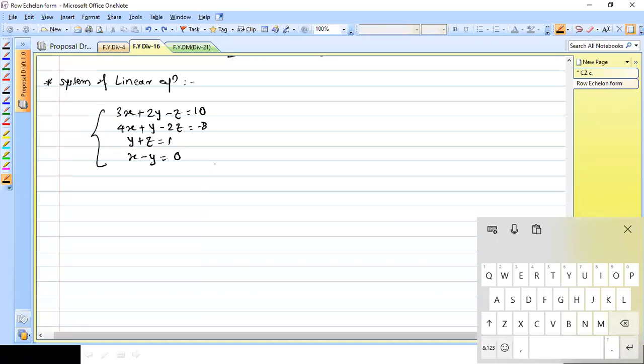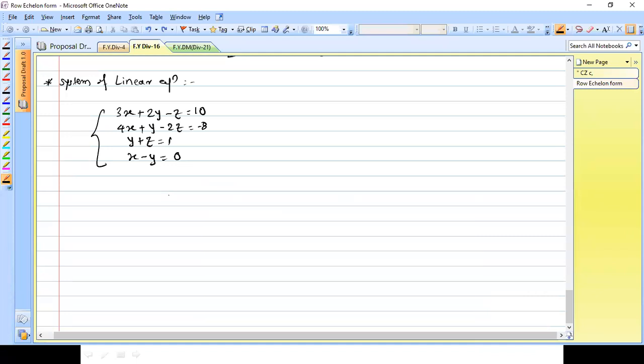So you already know one method. Find the value of x or y, substitute that value in the above equation, then you will get another value, then substitute that in the above equation, and you keep getting other values until you substitute all of them. No problem, that is absolutely correct. But here we are going to solve this system by using matrix form.